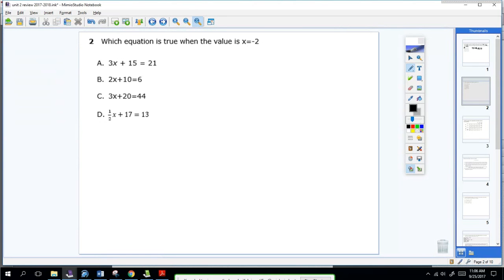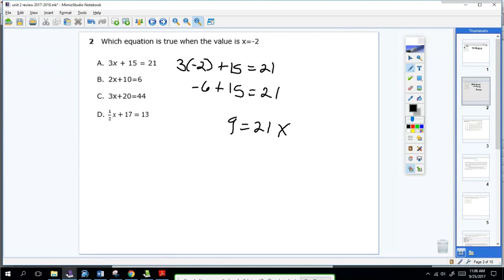Okay, which equation is true when the value is x equals -2? So there's a couple ways you can do this problem. You can go to all 4 of these equations and solve them, or you can plug in -2. So this one would be 3 times -2 plus 15 equals 21. Well, that's -6 plus 15 equals 21. Well, -6 plus 15 does not equal 21. It actually equals 9. So 9 does not equal 21. So A is not an answer. So you cross it out.